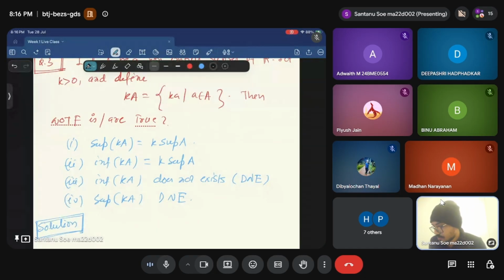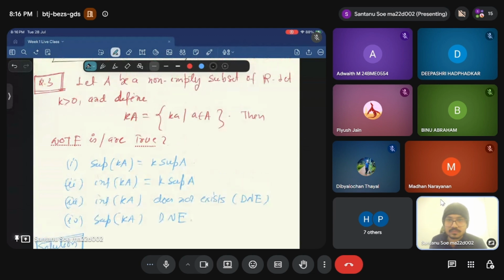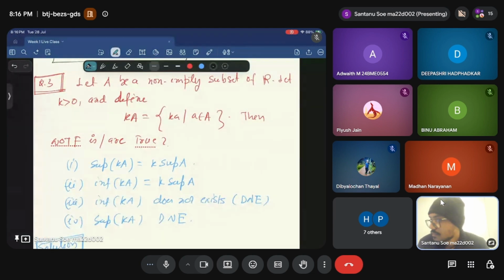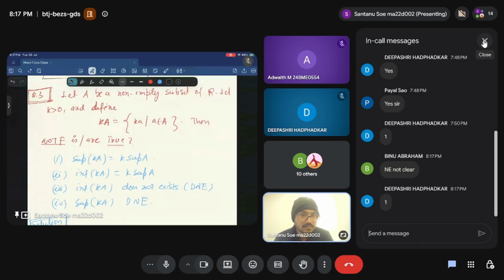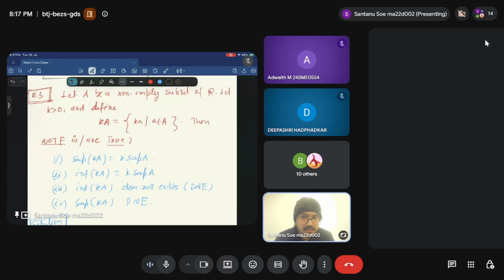Is this question clear to everyone? So you guys can do it with me, so then it will be a practice for you as well. Any answer on the chat if you don't want to speak? Okay, so someone is saying, Dipashri is saying it is 1. Yeah, it is 1, but why?